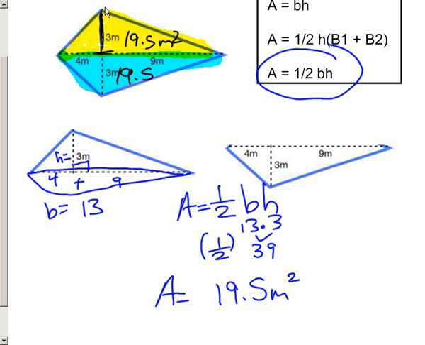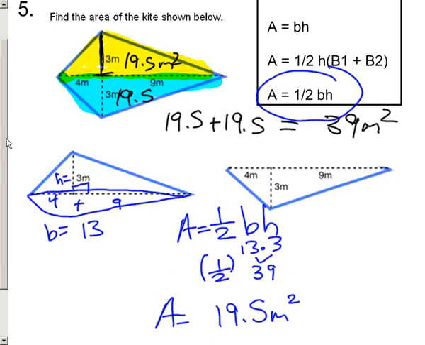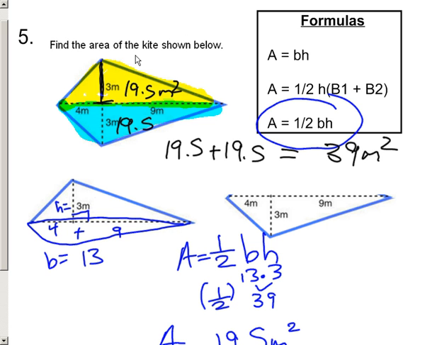So if I want to find the area of the whole kite, I'm simply going to add that together or multiply by 2. So 19.5 plus 19.5 actually gets us back to 39 meters squared. There's a lot of ways to look at a kite and think about it, but what I would really recommend when you solve these is to just draw them as two separate triangles, find the area of each one of both pieces, and then simply add those back together. Just be careful that you're finding the base of that triangle and the height of just the triangle and not the whole kite.